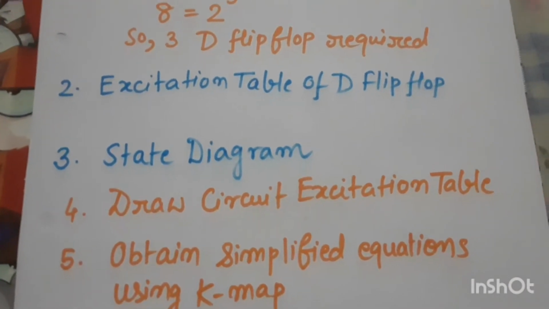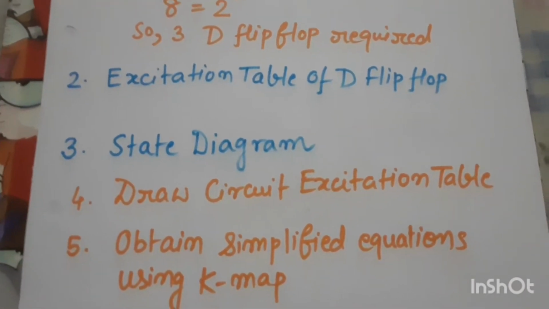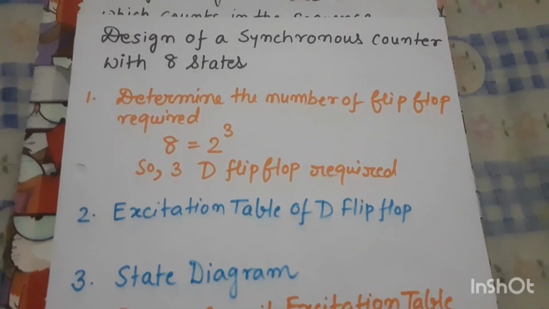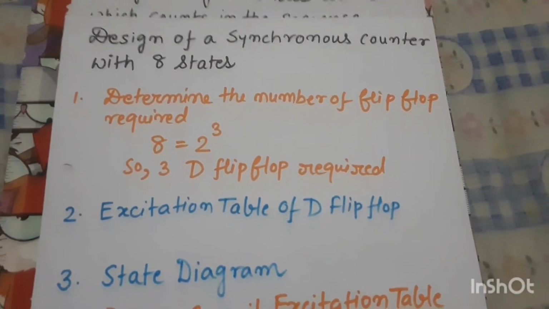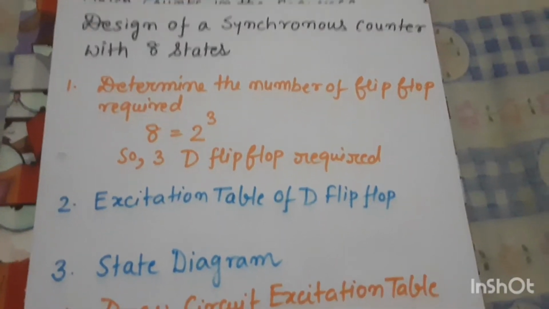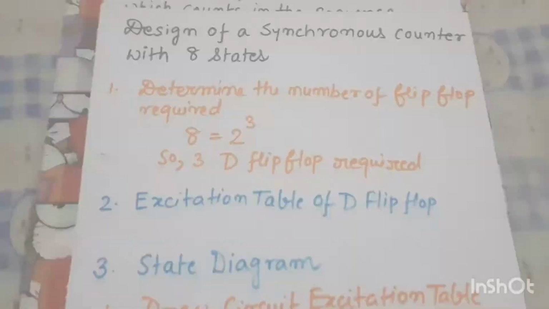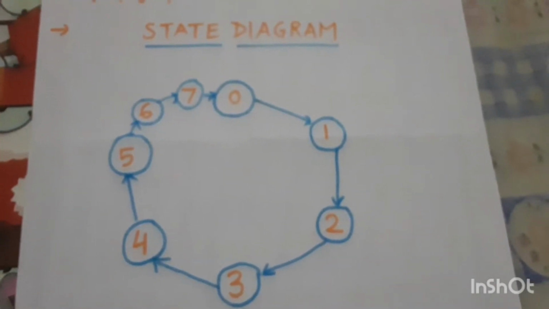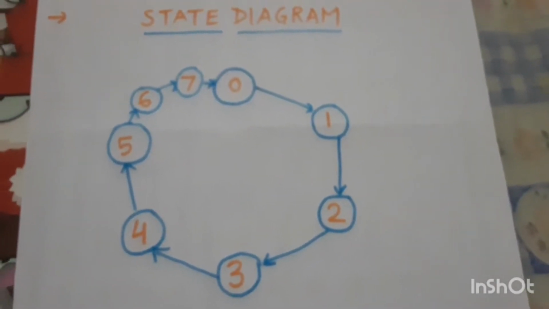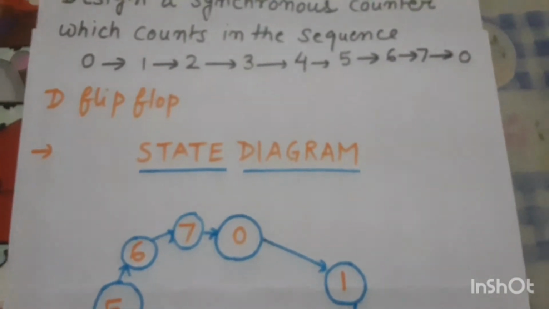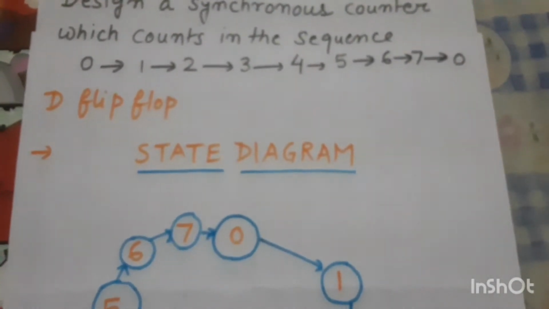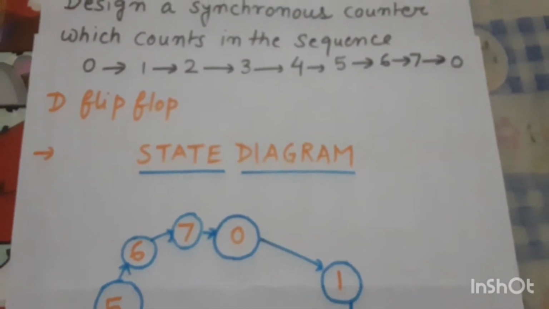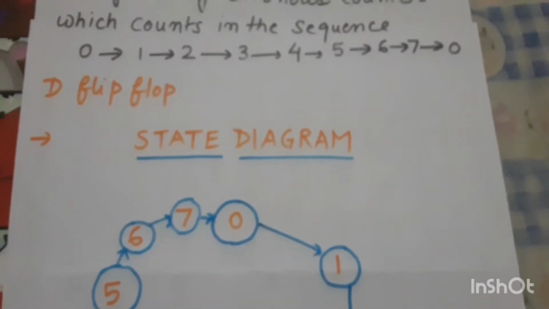Now, the third step is the state diagram of the synchronous counter. As I said, there are 8 states of the counter. So, what would be the state diagram? You can see the state diagram. There are 8 states of the synchronous counter. It will make the transition from 0 to 1, 1 to 2, 2 to 3, 3 to 4, 4 to 5, 5 to 6, 6 to 7 and back to 0. This is the state diagram which I am going to design.